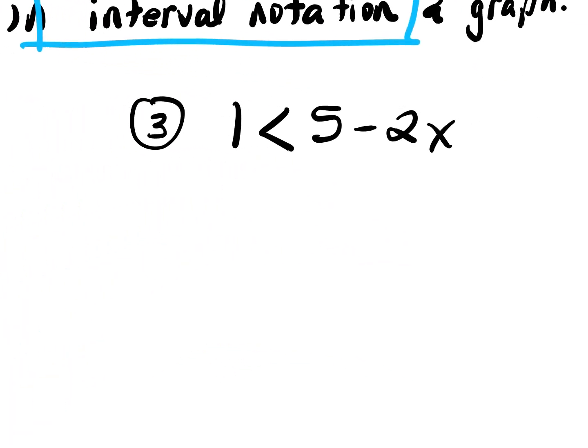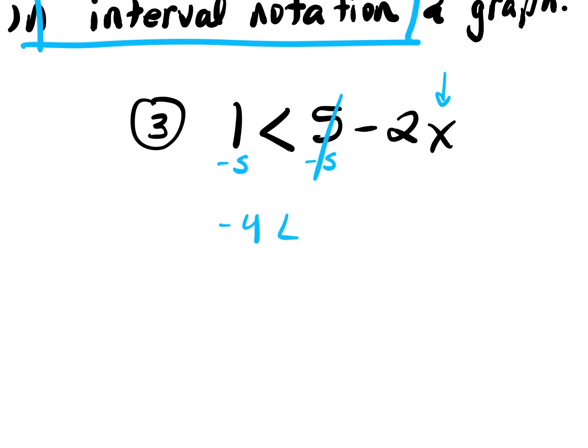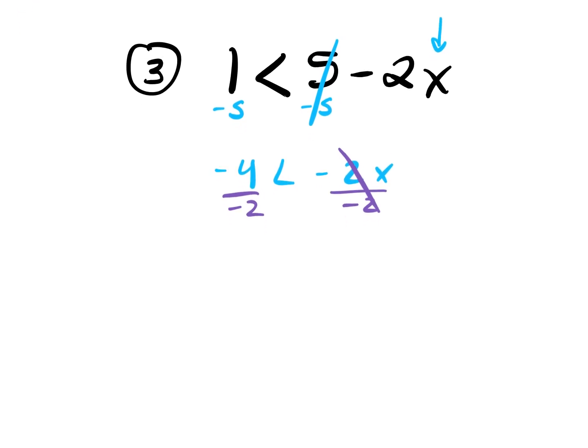Let's look at number 3. So here we want to isolate our variable. So I'm going to subtract 5 to move it to the other side. So we get negative 4 is less than negative 2x. Next, we want to divide by negative 2. Since we're dividing by a negative number, we have to flip our sign. So negative 4 divided by negative 2 would be positive 2. And instead of less than, we change it to greater than. Because we divided by a negative number, we have to flip our sign. So we have 2 is greater than x.